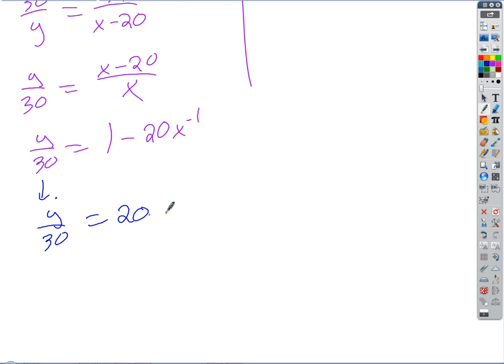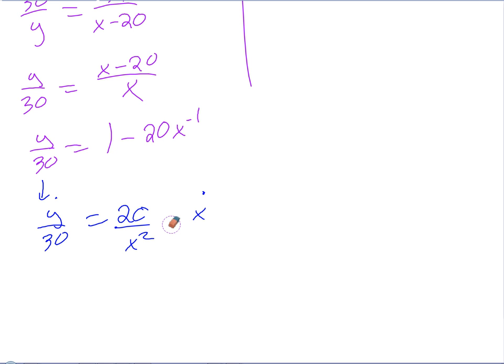20x times x dot, right? Okay, so that's the same thing as saying 20 over x squared, right? Let's do that. Okay, times x dot.